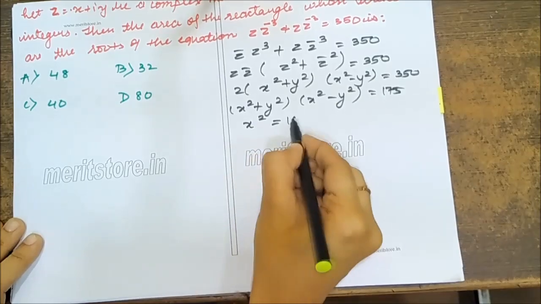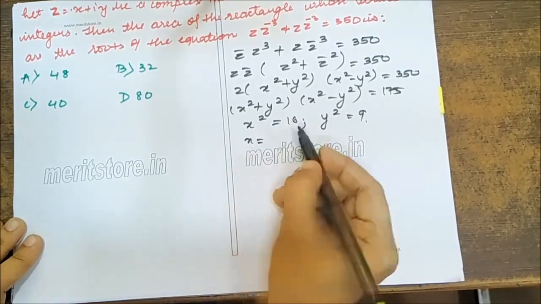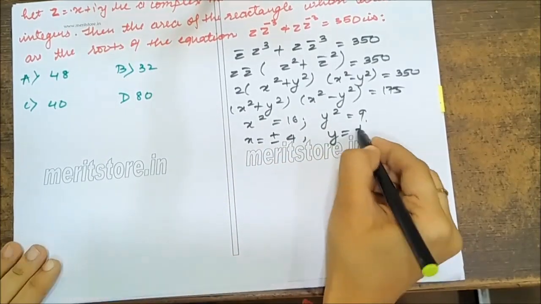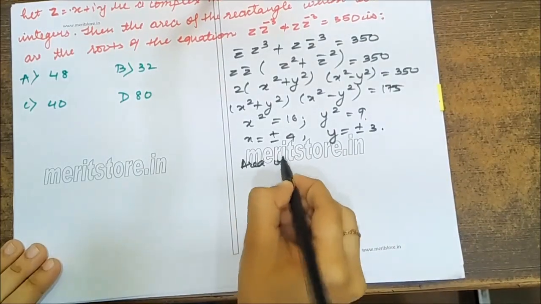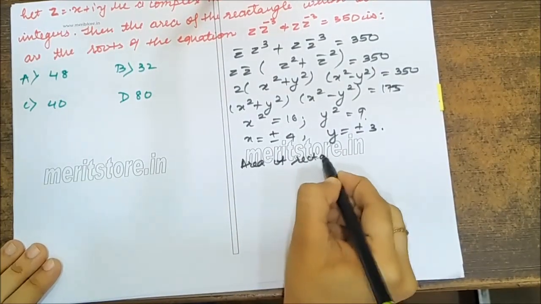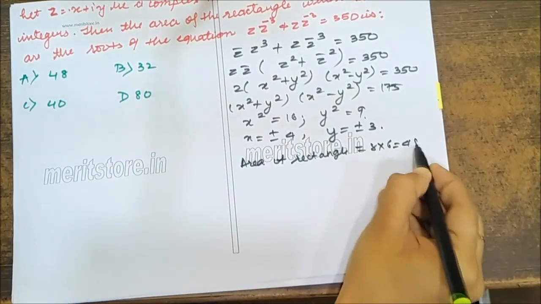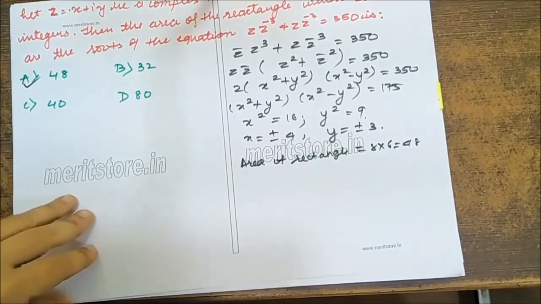So x square plus y square, x square minus y square is equal to 175. x square is equal to 16 and y square is equal to 9. The roots for x are plus or minus 4 and for y are plus or minus 3. Your area of rectangle is equal to 8 into 6, that is equal to 48. So your answer is A.